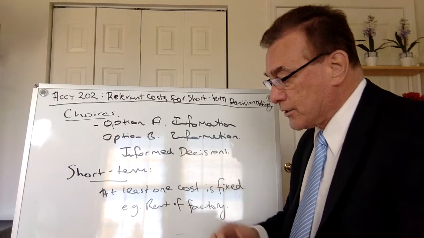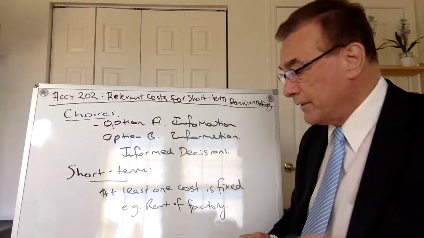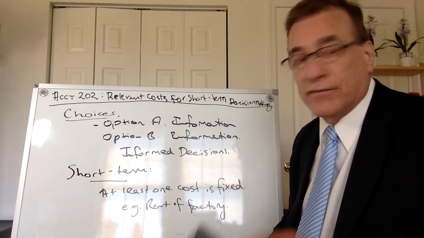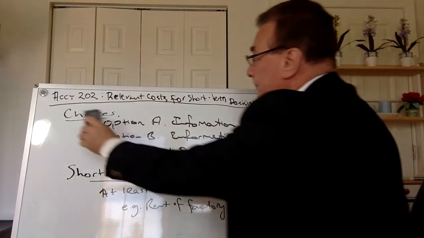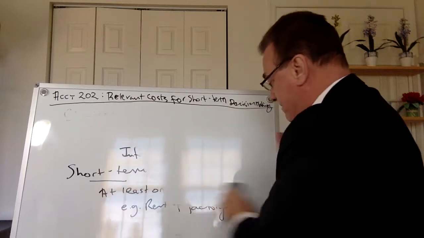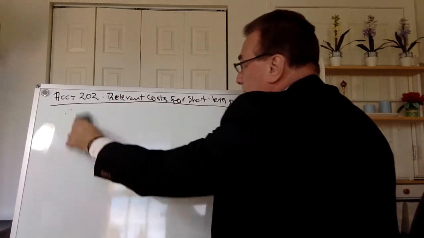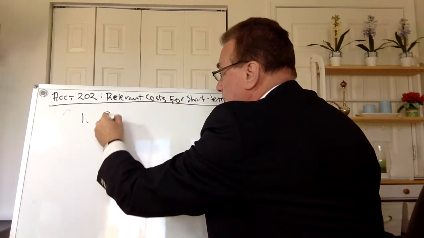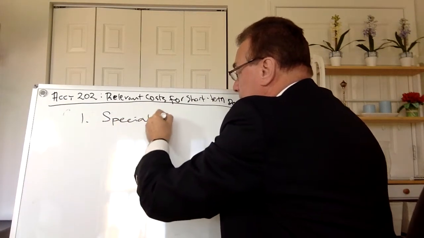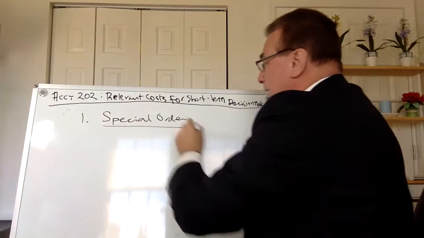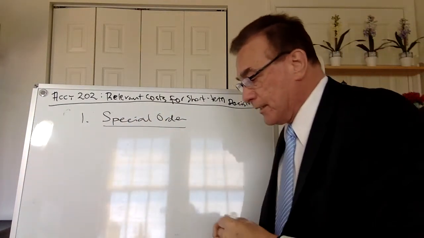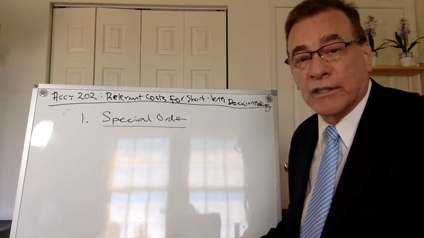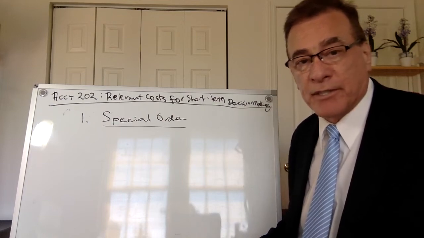Now in our Accounting 202 classes we focus on 5 short-term decision making categories. And those 5 I'll go through right now. The first one we talk about is called a special order. Now I'll give an overview of this, but in another video I will provide a worked example of how we work through a special order question.